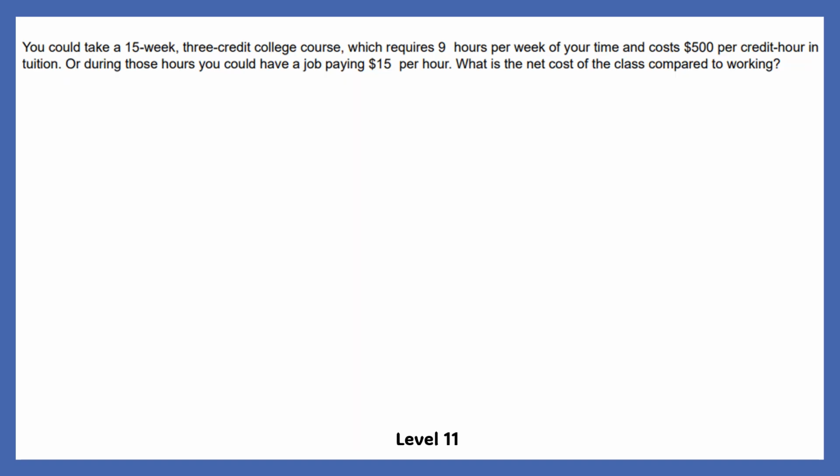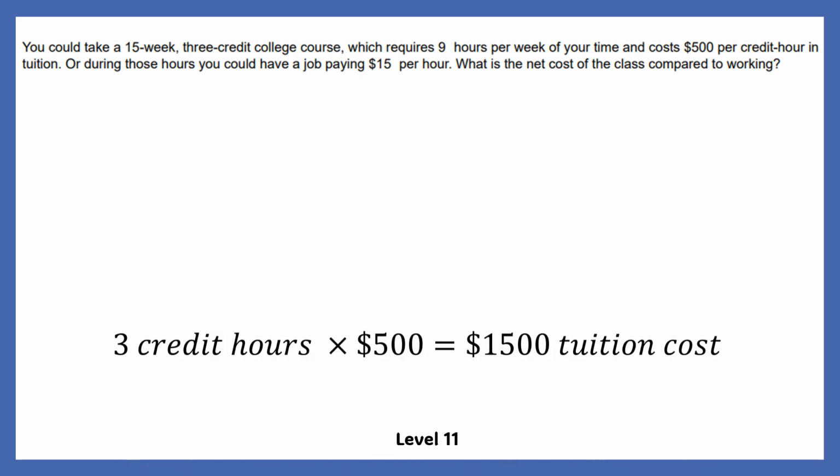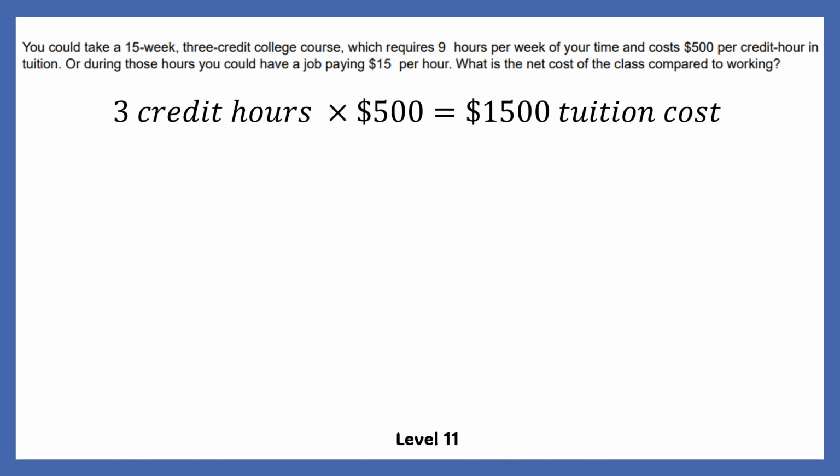Let's say you're going to take a college class. If you're going to take a college class, you've got to pay for the tuition. So 3 credit hours. If you just paid $500 an hour, then we can calculate our cost at $1,500. But this says, hey, in order to take that, you're going to have to take time off work. And you normally get paid $15 per hour.